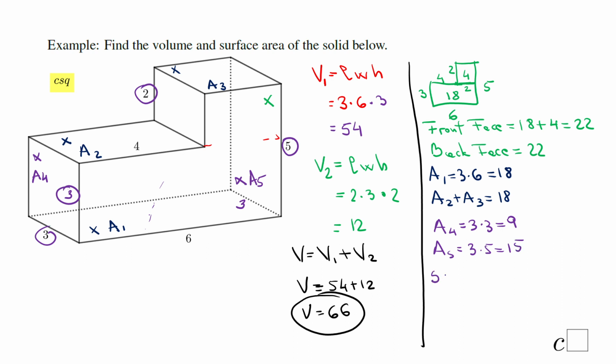And now the surface area will be the front face and the back face. You can just do 2 times 22, plus the bottom one, which is that A1, 18, plus the top, which has the 2 pieces A2 and A3, which are also 18. I could have said 2 times 18. Then the left and the right. So that's the thing we need to do. We have 44 plus 36 plus 9 plus 15, and that will be 104 square units. Be careful.